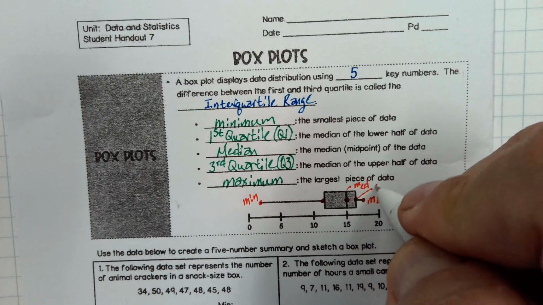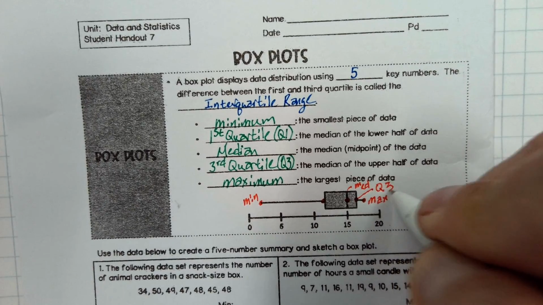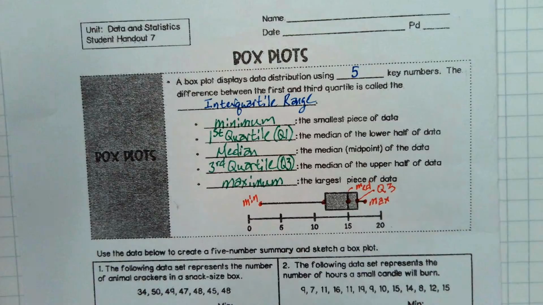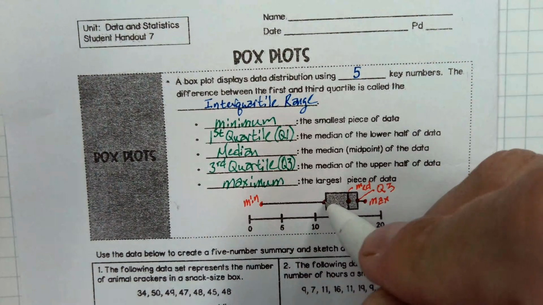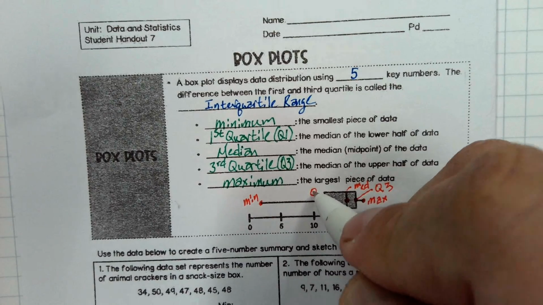This right here is Q3. This dot right there. This dot here is Q1.